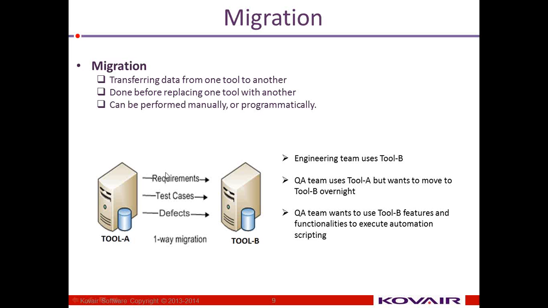So here, the engineering team is using tool B and the QA team is using tool A, but the QA team wants to move from their tool A environment and wants to do their work in tool B. Now, the QA team wants to use tool B's features and functionalities to execute their automation scripting as well. So this is an example of a one-way migration and replacing tool A with tool B.